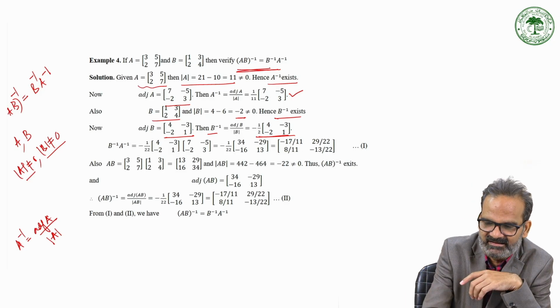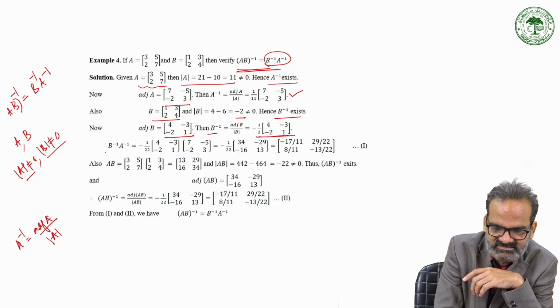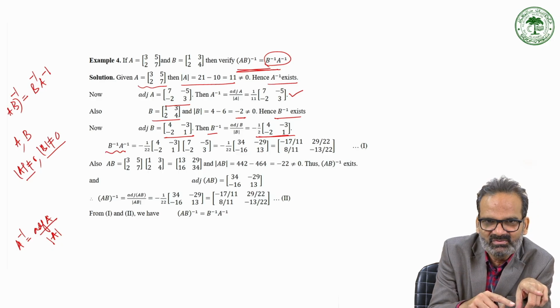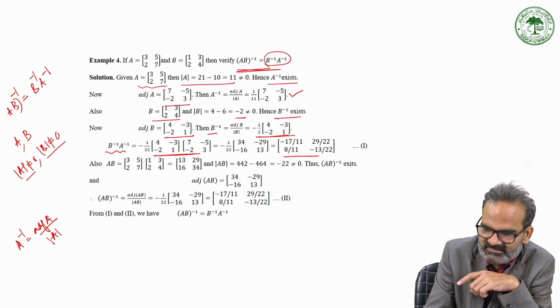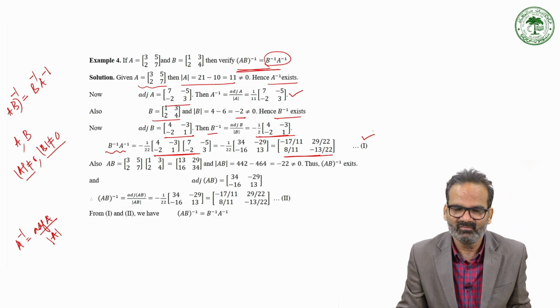The right hand side is what? The right hand side is B inverse A inverse. Multiply these two matrices, B inverse with A inverse, minus 1 upon 22 times this matrix, because this is 11 and 2, 1 upon 22. Multiply these two matrices and the product is coming out to be this. This is taken as equation number 1.